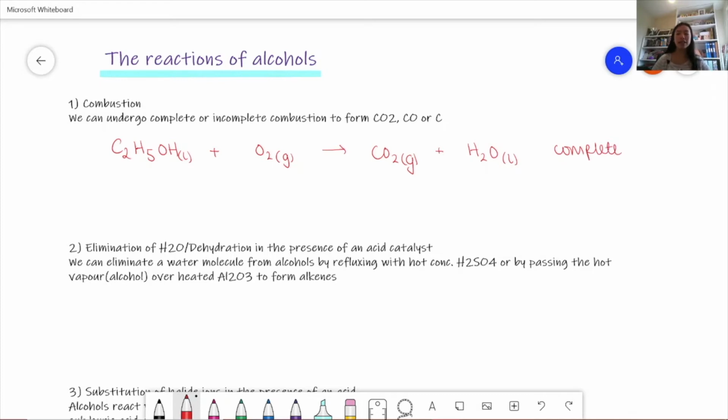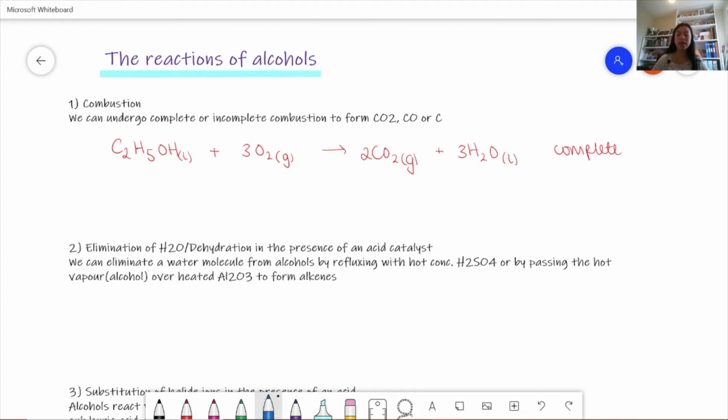Now we would have to balance it. So we've got 2 carbons on the left, so we need 2 on the right. And we have 6 hydrogens on the left, so we need 3 of these waters on the right. And now we have to balance the oxygens. So we have 7 on the right, so that means we need 3 of these oxygens on the left. And so this is our complete combustion equation.